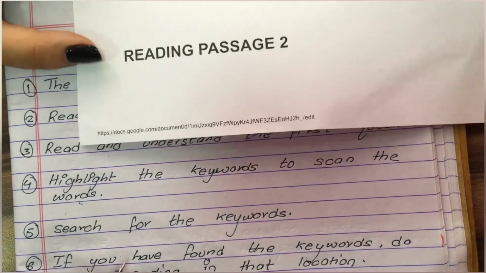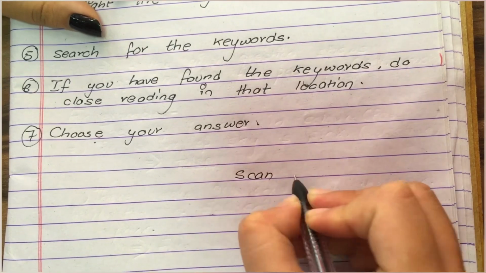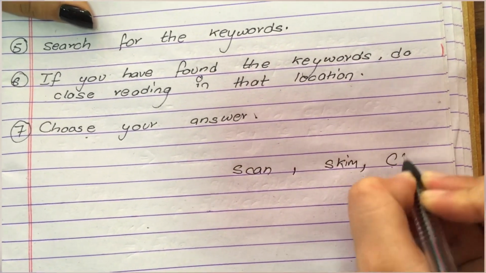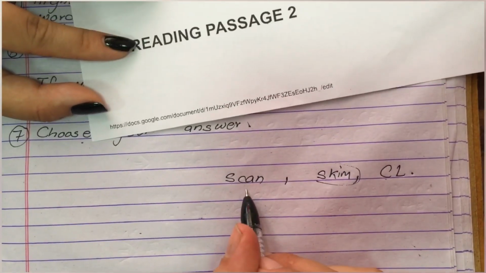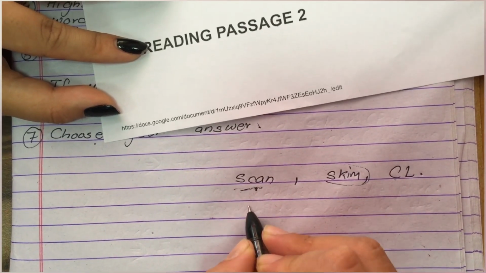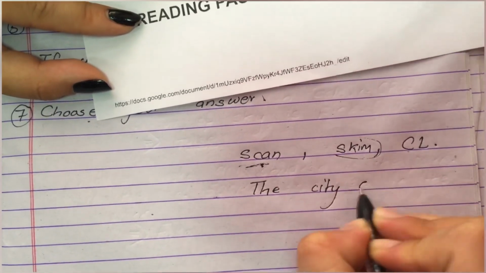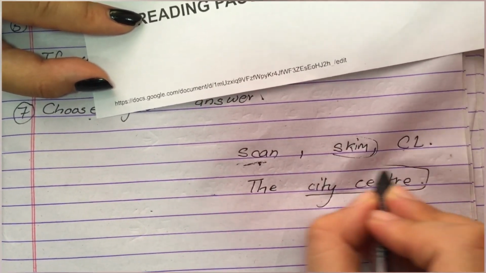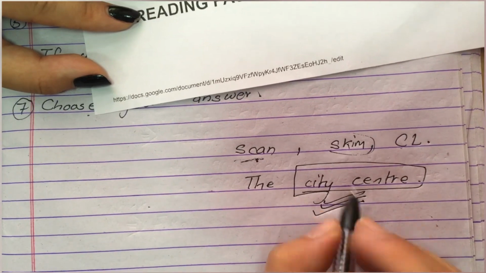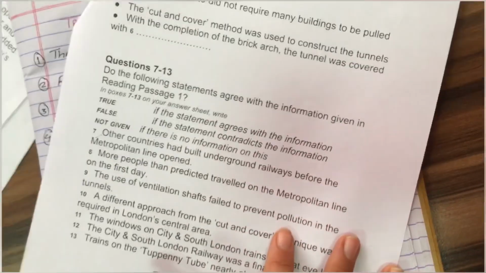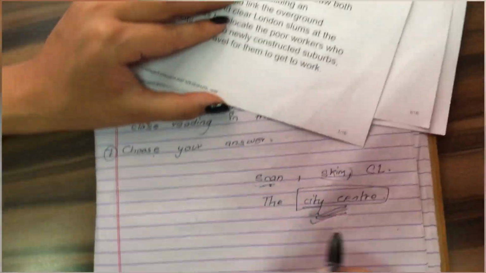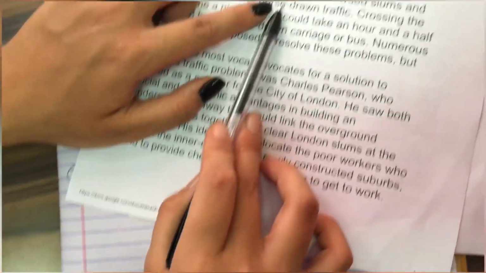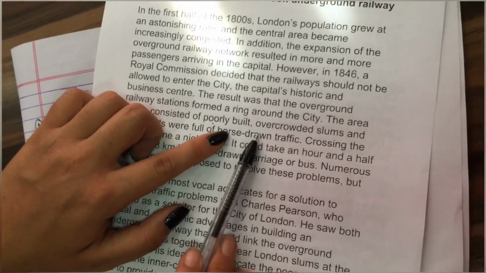After you have understood the question, you will now highlight the keywords to scan for the words. So in IELTS we have scanning, skimming and close reading. Skimming means reading quickly throughout the passage just to find the main idea. Scanning means searching for specific information. For example, the city center, let's say. In this case you will be only searching for city center. This is what scanning means. Close reading means let's assume you have found city center somewhere here. Now you will have to study in depth to find out the correct answer.